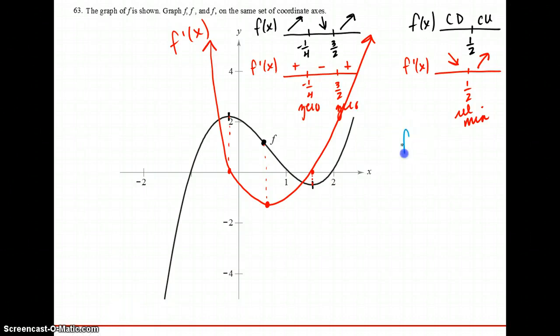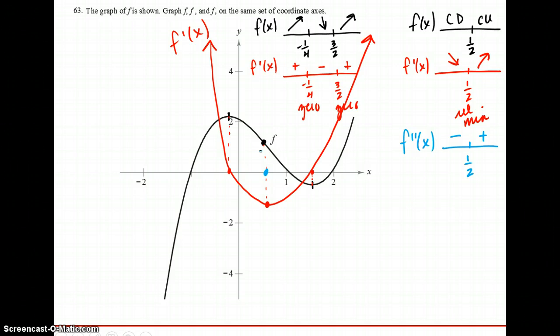Now for the second derivative, at 1/2, my second derivative is going to switch from below the x-axis to above the x-axis. So at 1/2, the point of inflection on the function becomes a relative extrema on the derivative, which becomes a 0 on the second derivative. So notice how all of those are in line.